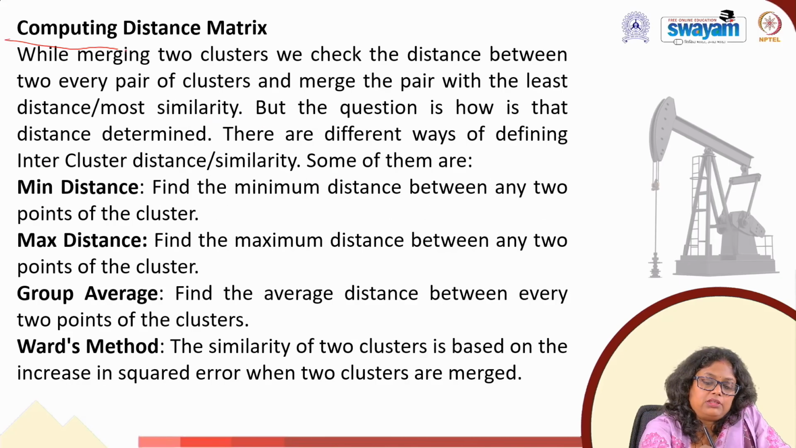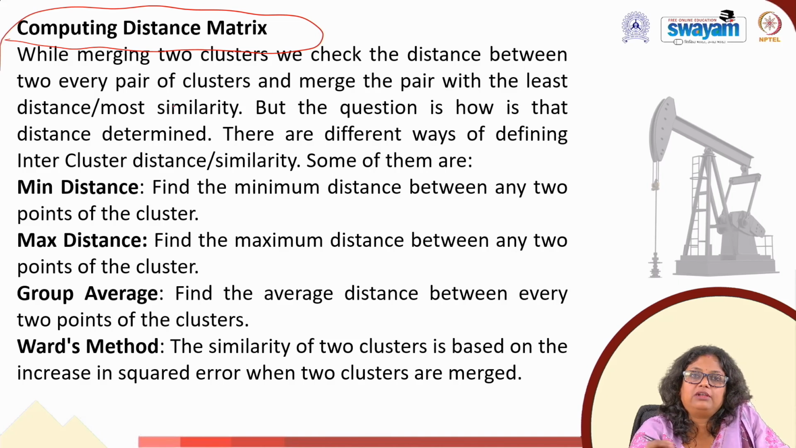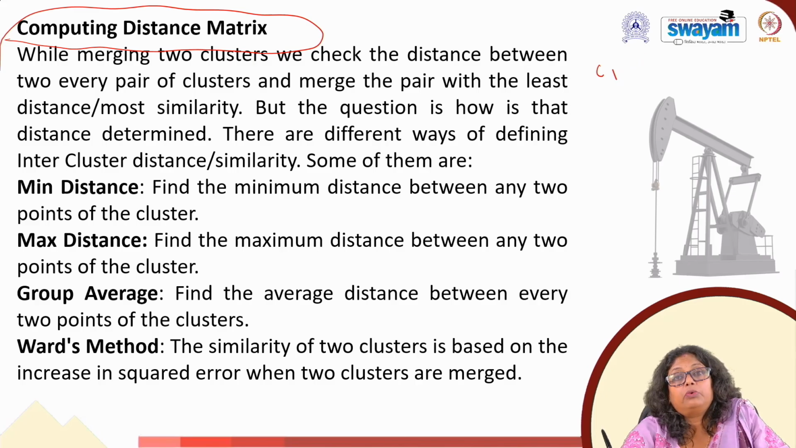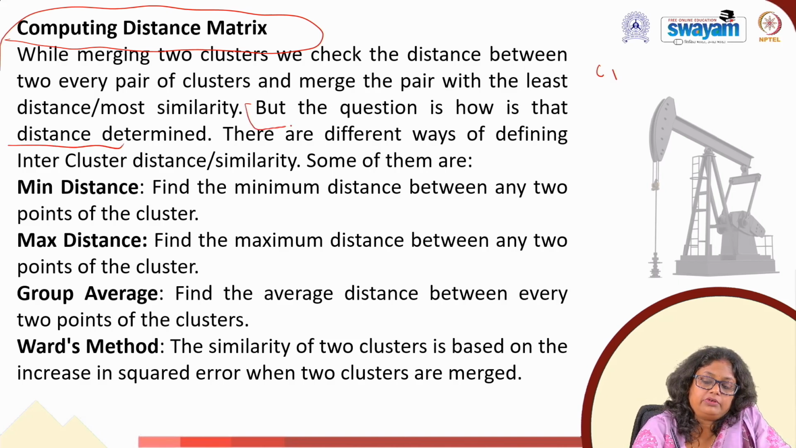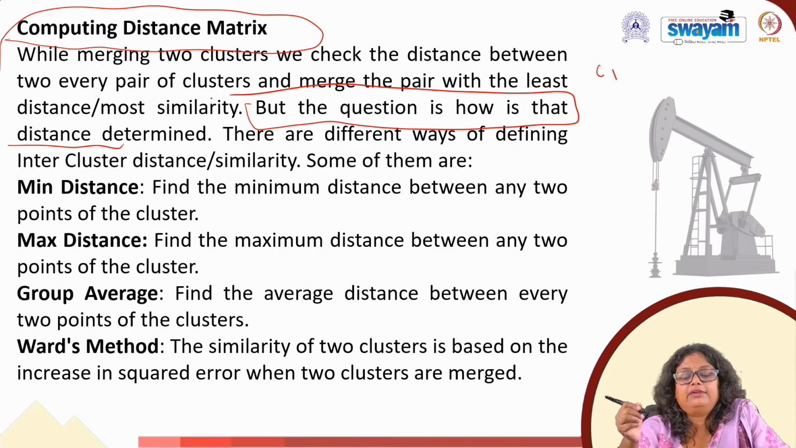Another important thing we keep talking about is the distance matrix. While merging two clusters, we check the distance between every pair of clusters and merge the pair with the least distance, or most similarity. So we calculate the distance and merge the pair with the least distance. But the question here is, how is the distance determined? That's the important question.